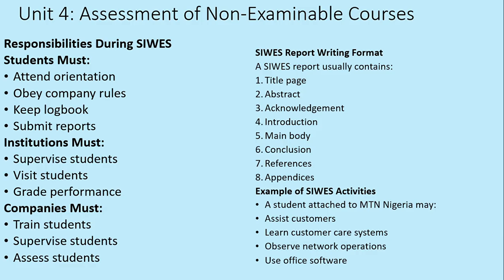And examples of CWS activities: a student attached to MTN Nigeria may assist customers, may learn customer care service, customer care systems, may observe network operations, may use office software. This is just an example of CWS activity, what you'll be doing in your company while you are doing your CWS. Maybe you are attached to MTN Nigeria now. You can assist customers there. You can learn customer care systems there. You can observe network operations there. You can use their office software also. So that is just an example of what you are going to be doing in your CWS.